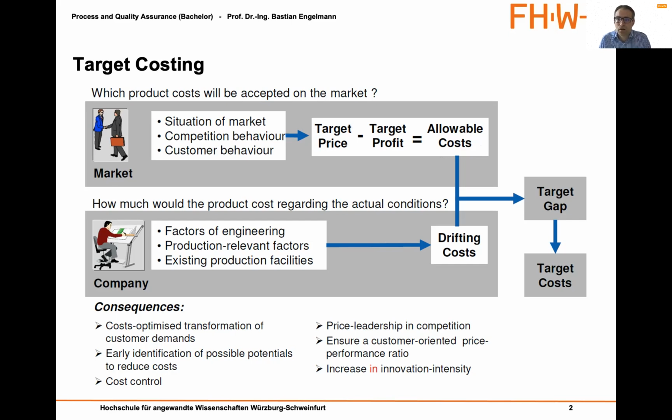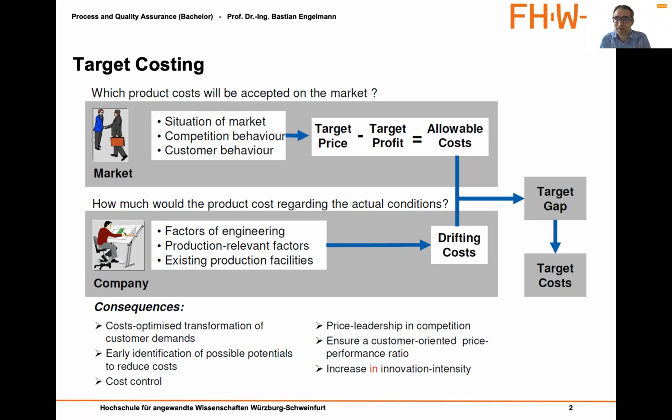Then we have to check if we are already complying with the allowable costs. What we do then is we ask our engineering, our development, to give us the price calculations. At Bosch, it was called PPC, planned product cost. And then we can compare these costs, which are called drifting costs, to the allowable costs. And what you find out often is that we have higher drifting costs than allowable costs.